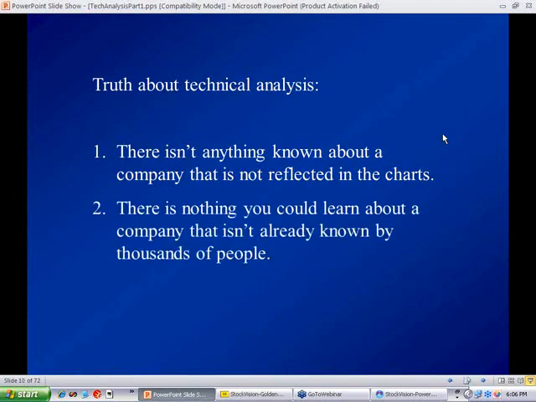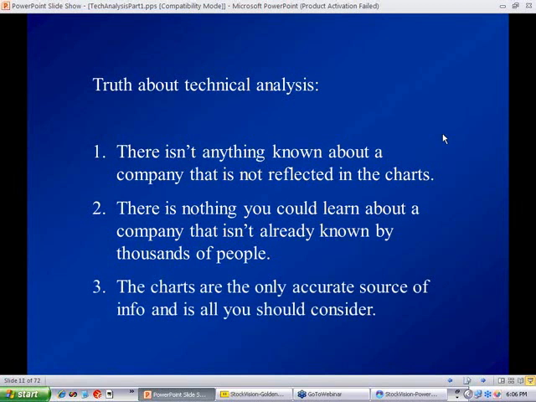There's nothing you could learn about a company that isn't already known by thousands of people, and that's the other issue. You know, whenever I hear or see discussions on companies, I'm thinking, what advantage is that going to give you to study, let's say, their earnings of a corporation? What advantage could that give you? Because whatever you discover, even after hours and hours, even days of study, is going to be known by 100,000 people by the time you even read about it. So you get no edge. The charts are the only accurate source of info, and it's all you should consider.